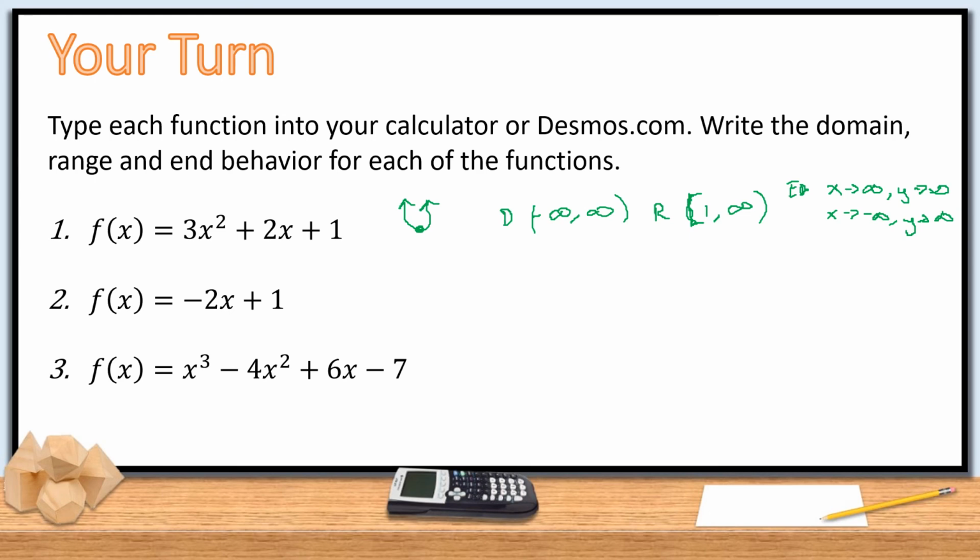For the second one, it is a linear function, so hopefully you recognize that, and it is going at a slope of -2, so it's going down to the right. And so that would mean domain, negative infinity to positive infinity, both not included. Range, also negative infinity to positive infinity, not included. And end behavior.